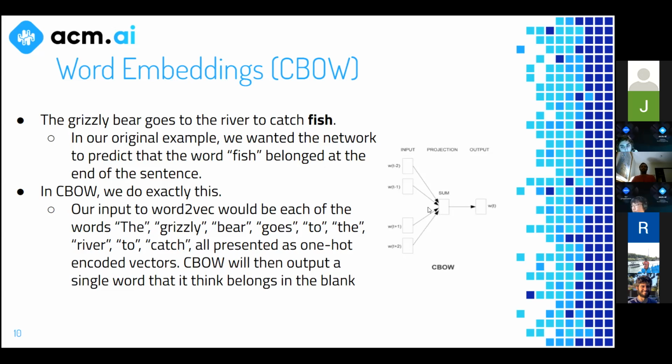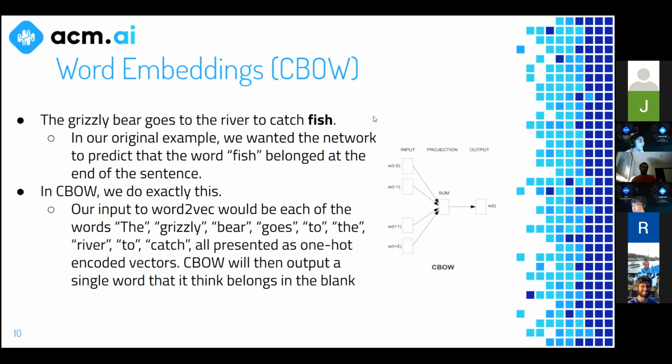And then this is just a hidden layer here, this summation. And then it gives us some output, and that output is the prediction. So in this case, fish. In this case, we pass in the grizzly bear goes to the river too. Each of those would be an input, all one hot encoded vectors, and then CBOW will output a single word, fish.